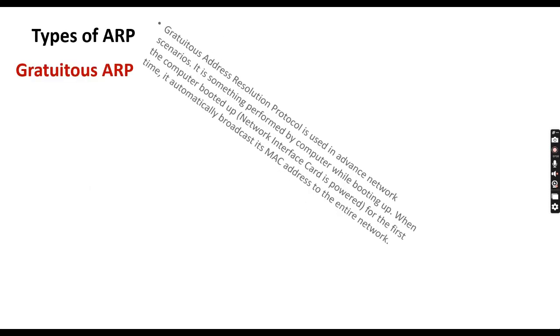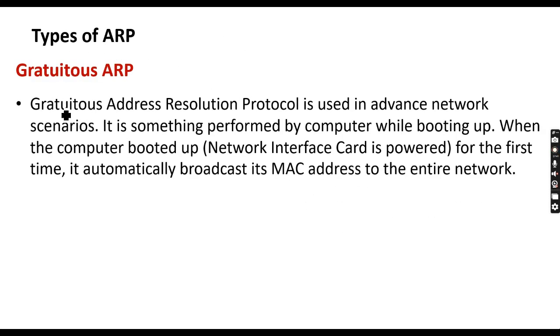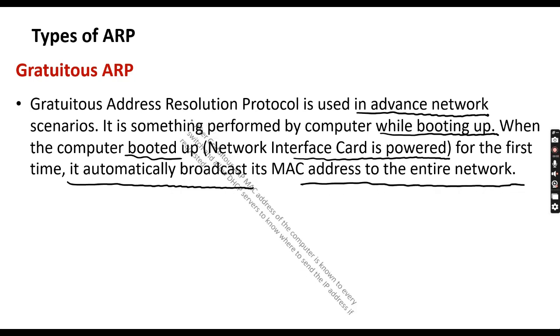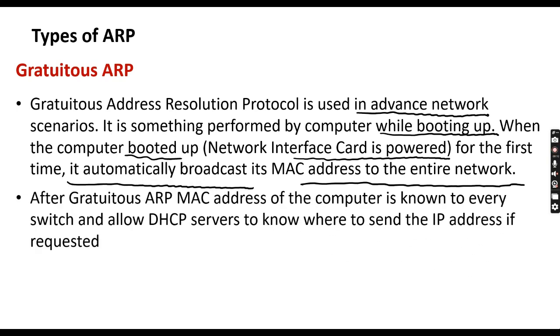So Gratuitous ARP is this. Read this. Gratuitous ARP is basically used for advanced network scenarios. Sometimes it is used by your computer while it is booting up. When your computer has booted up, it will check whether your network interface card is okay or not, and then it will perform a particular ARP request, and that is a broadcast which goes to your complete network itself. Always remember, it is basically used to find duplicate IP addresses.